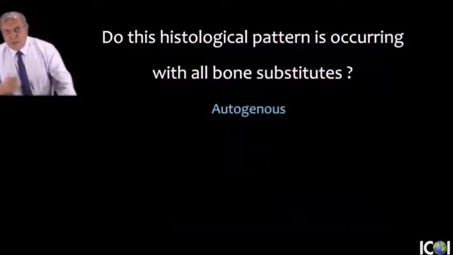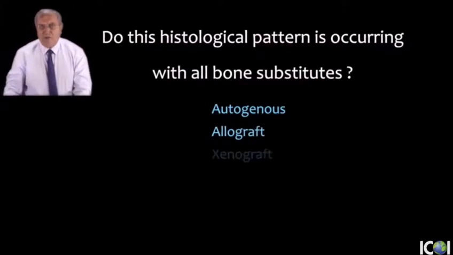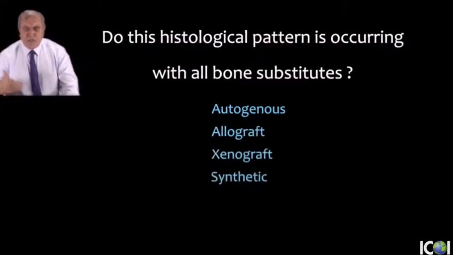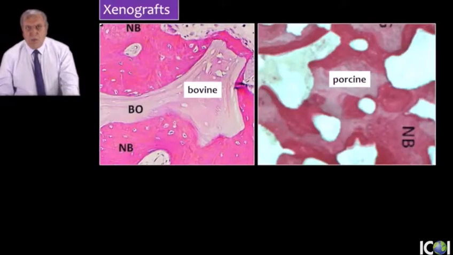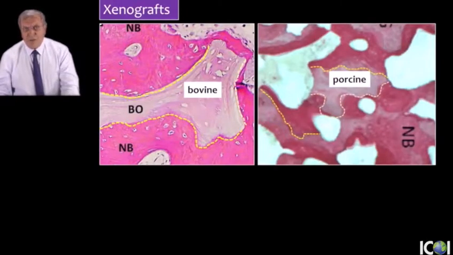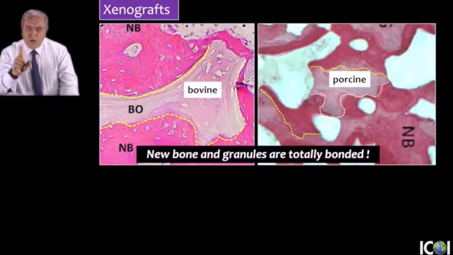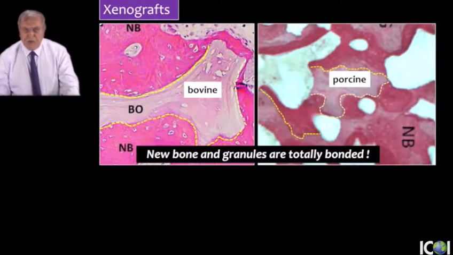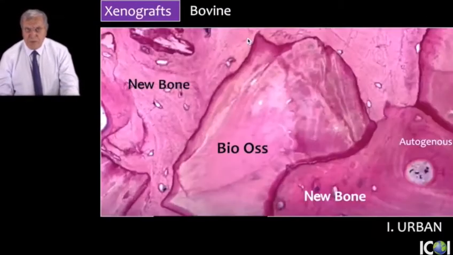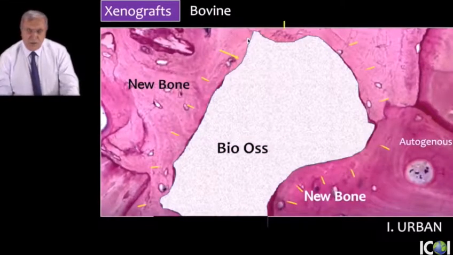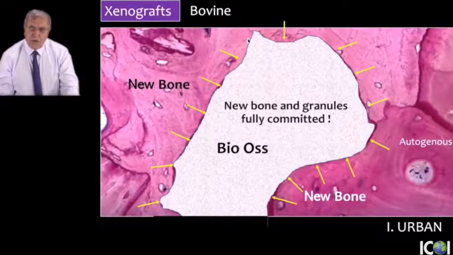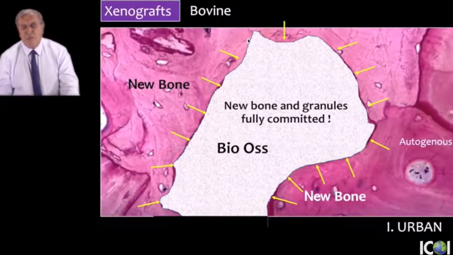Let's analyze different kinds of graft: autogenous, allograft, xeno, synthetic. When we use xeno, we see that we have the same behavior. We have the granules, and the granules are totally covered by the newly formed bone. Bovine or porcine, they have the same behavior. This is a histology from Dr. Urban, we have the same. The new bone is really in strict contact with the granule.